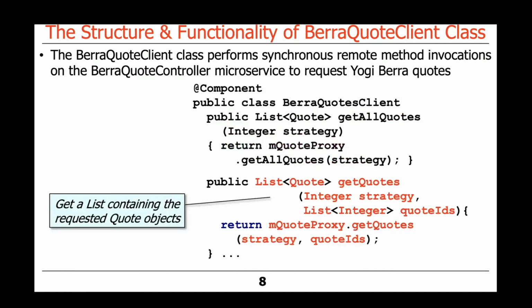Here's another example of a client-side method called getQuotes, which takes a strategy and a list of quote IDs. And you can see here, we just use the mQuotesProxy to forward the request to the server to get the quote IDs for that particular strategy. And there's stuff for the two search methods as well, very similar kind of idea.